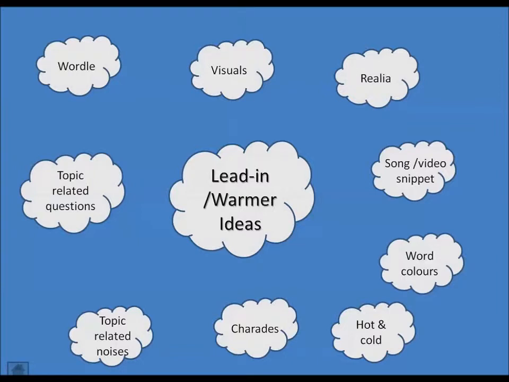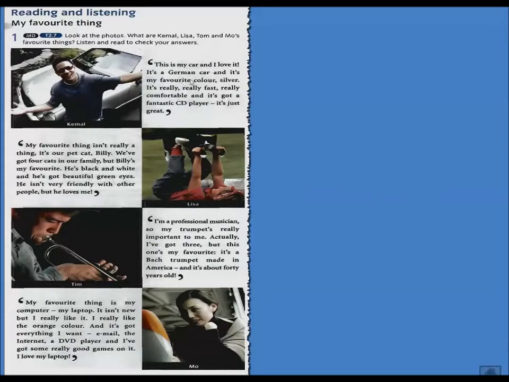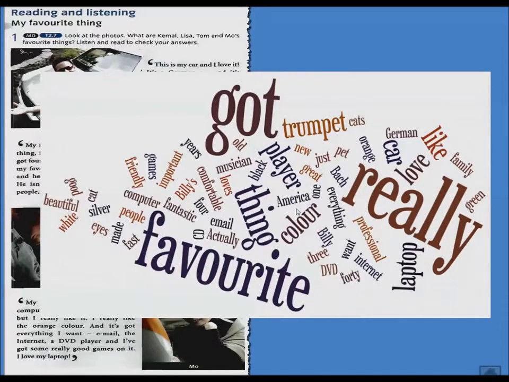Now, I've prepared some examples of each of these ideas. Let's start by looking at a Wordle. So first of all, I chose this text. No specific reason. This text is from New Cutting Edge Elementary, page 21. And for my elementary class, I want them to read and listen to this text. So before they do that, I created a word cloud. And the way I did it was I just went and typed all the text into the Wordle.